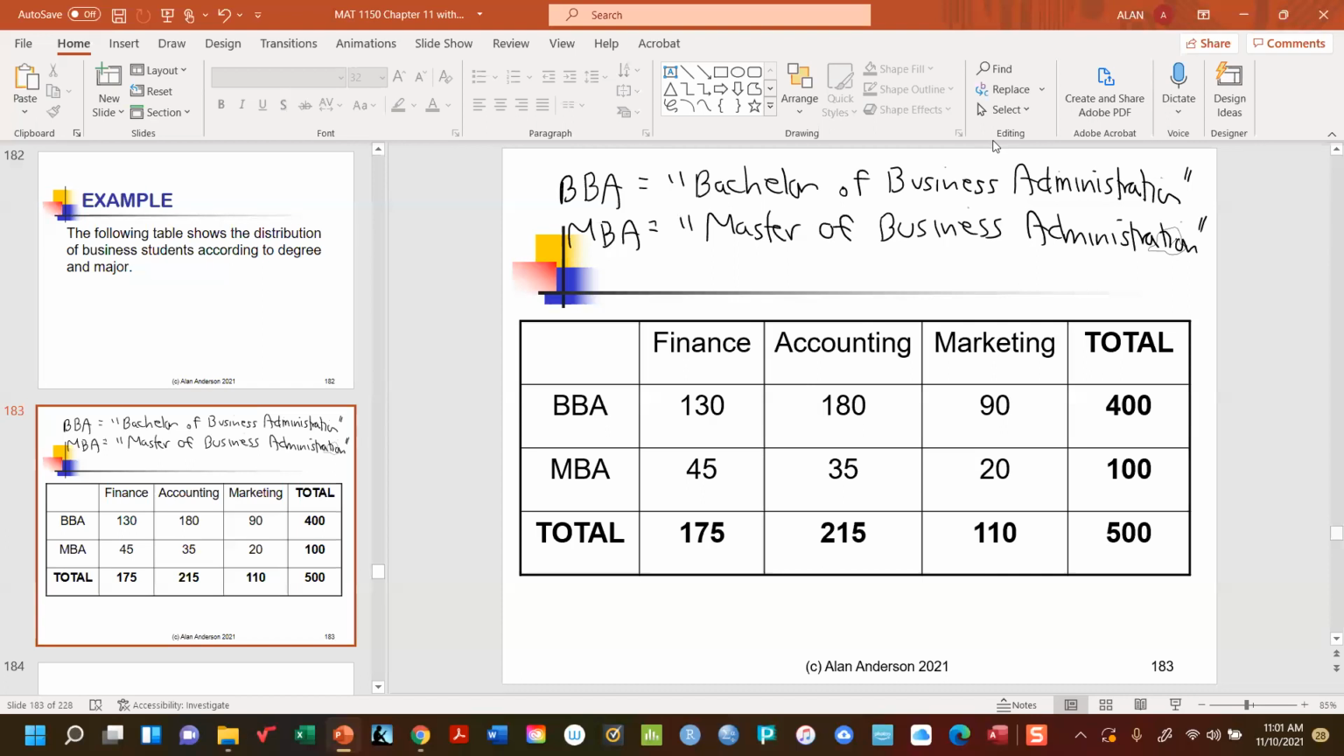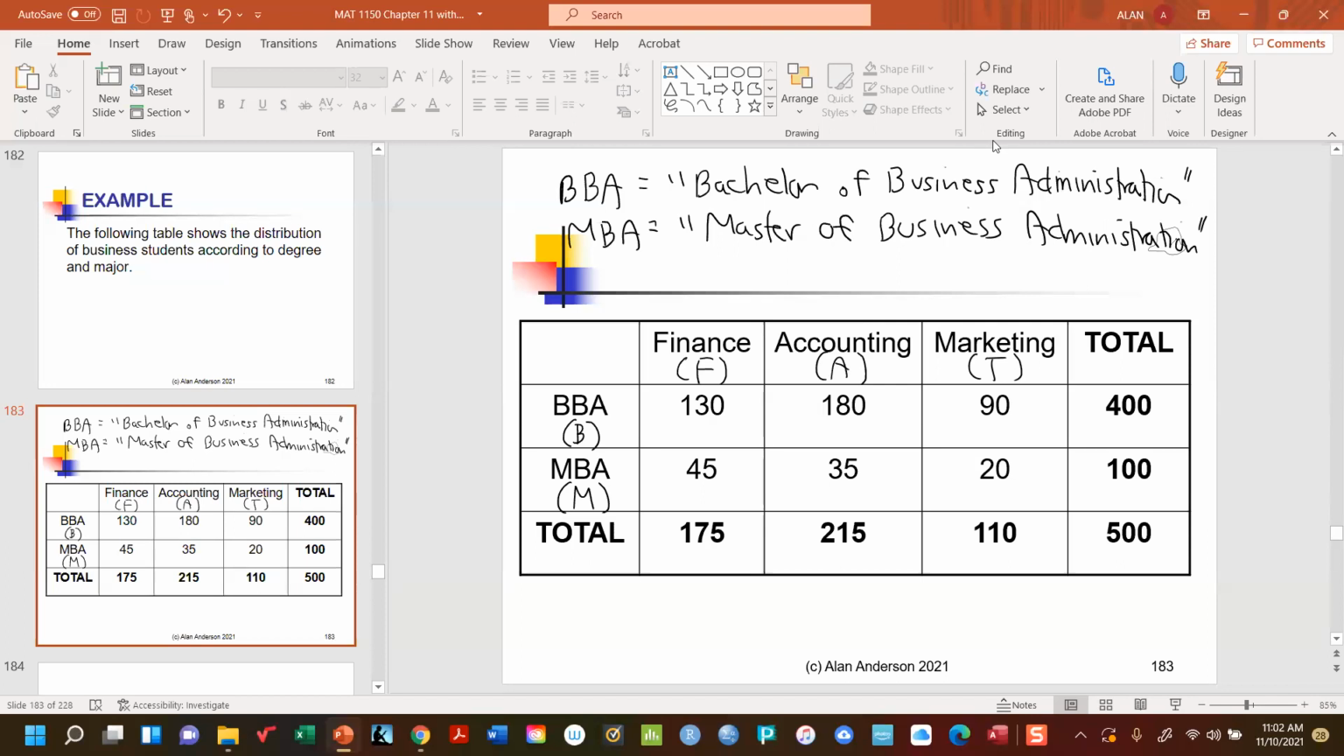Now, one of the unfortunate things about this table is the lettering. We want to refer to different events throughout this section by the letter, which represents either what type of degree you're getting or what your major is. So you see what I mean in a second. B will represent BBA, M will be MBA, F will be a finance major, A is an accounting major, and then here's where the problem is. M is already taken, so we're going to use T for marketing. Okay, so just be aware of that. T is for marketing.